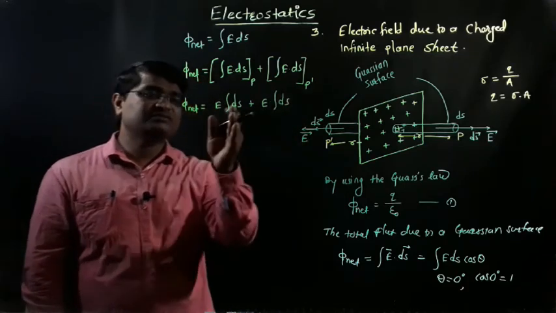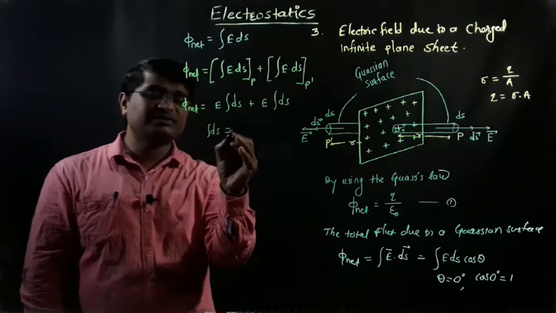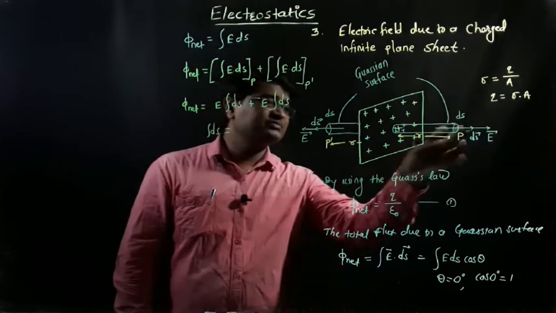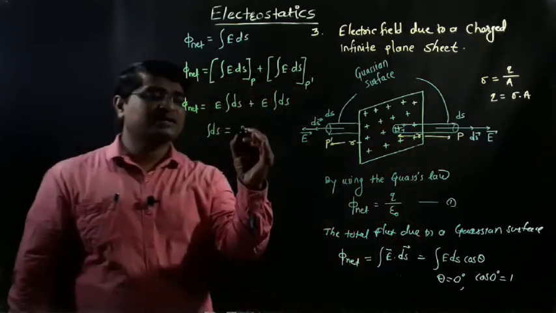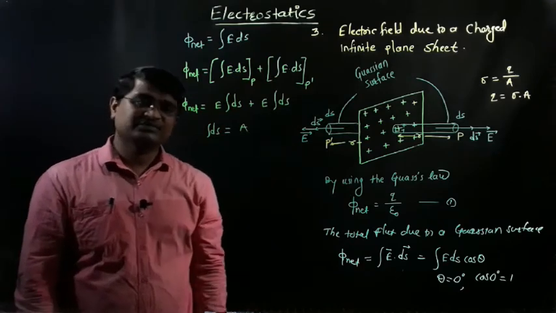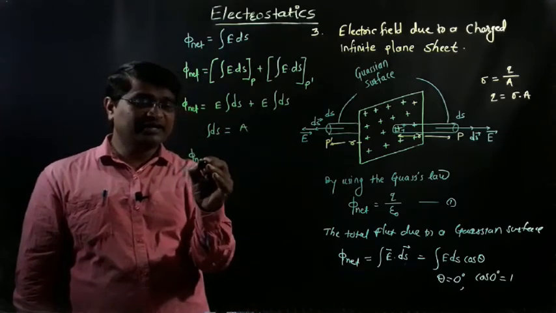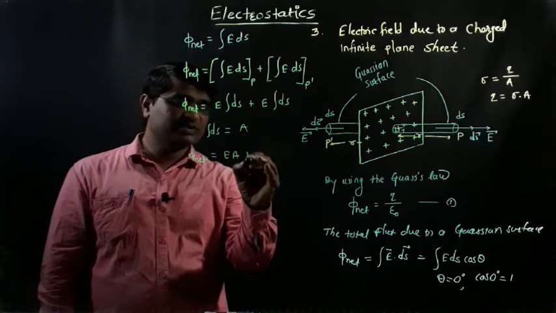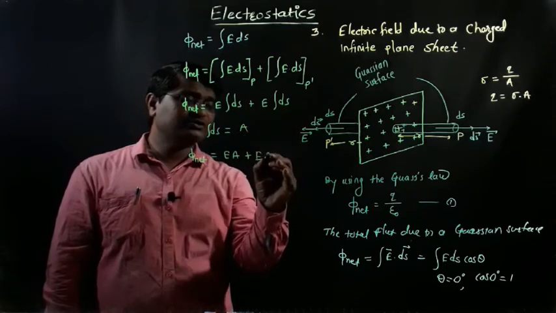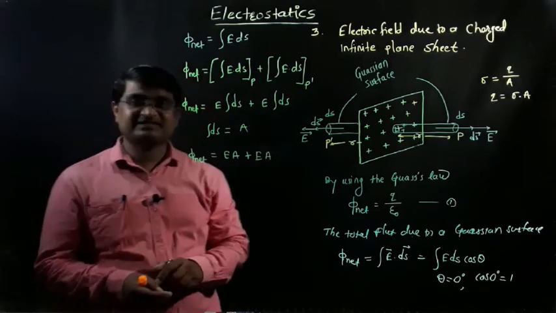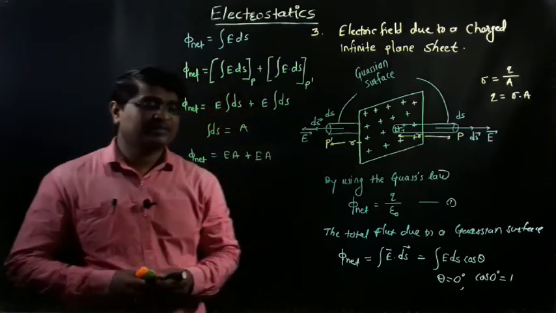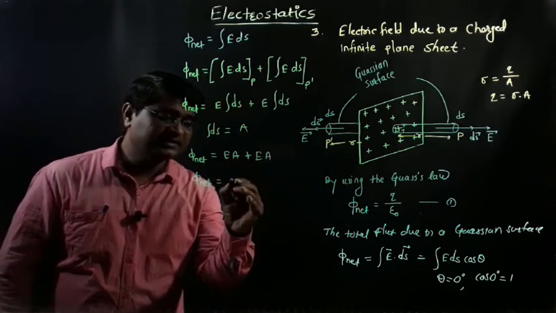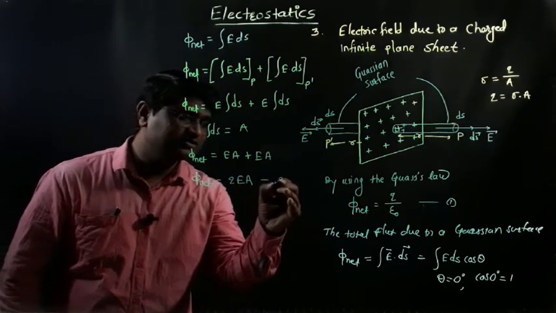Get clear? But what is meant by integration of ds? ds is the smallest area on the Gaussian surface, and integration of ds means the total surface area of the Gaussian surface, and this total surface area will be denoted by A. So the net flux is equal to E times the integration of ds, that is A, plus A times the integration of ds, that is A. It is very easy. Now the total flux we find finally is EA plus EA, that is 2EA, and call it equation number 2.